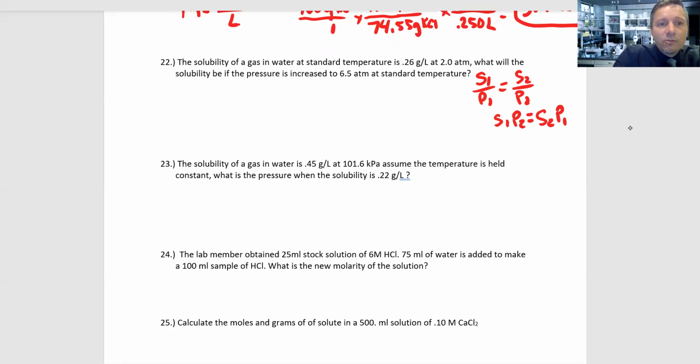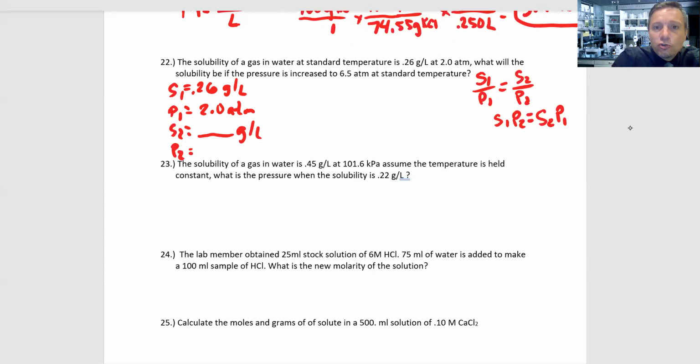So I'm going to come over here and write down S1, P1, S2, P2. So it says the solubility of the gas at standard temperature is 0.26 grams per liter. Pressure is 2.0 atmospheres. It says, what will the solubility be? So this is blank grams per liter. And the pressure 2 is 6.5 atmospheres. All right, so I'm solving for S2.